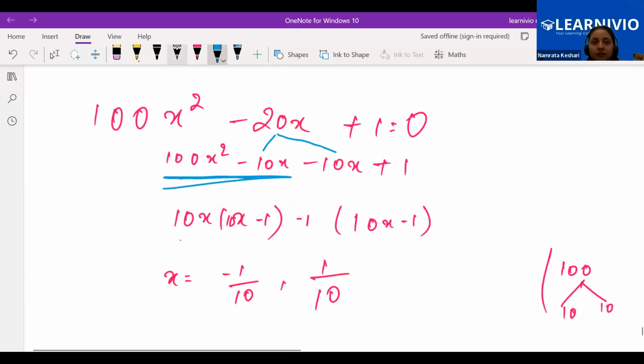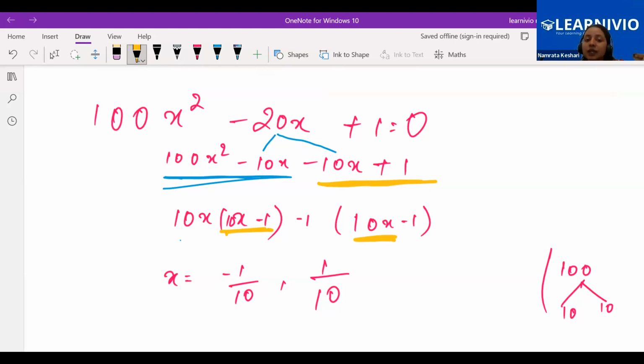How about for the second one? We take minus 1 as the common. Why minus 1 common? Because 10x we need positive, as it is positive in the first bracket. So whatever is there in the first bracket, the same thing we want in the second bracket. And for that, we have to take the negative out.